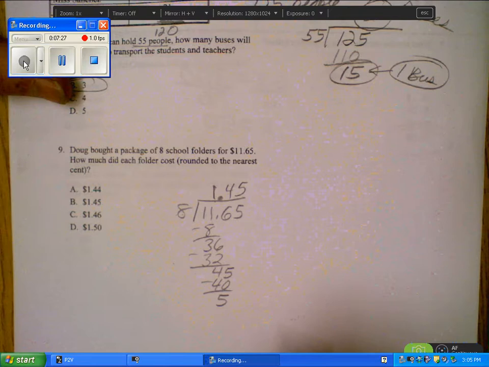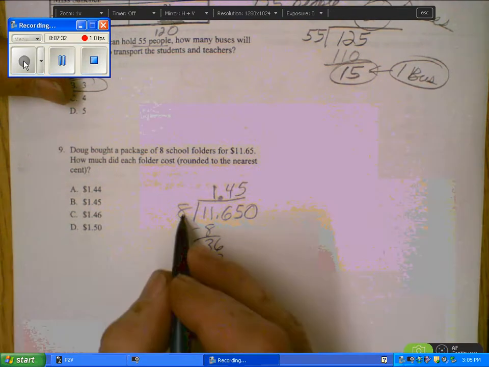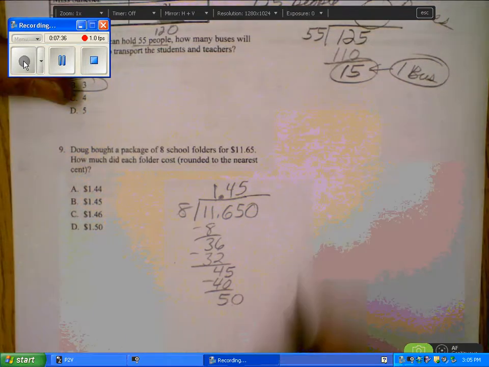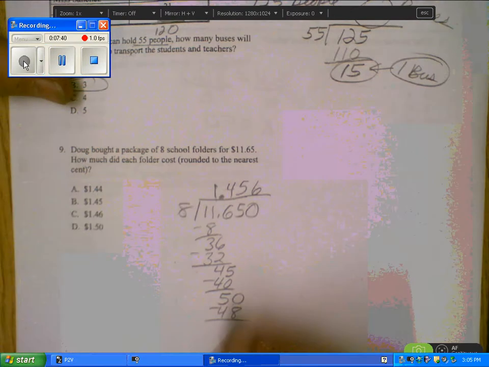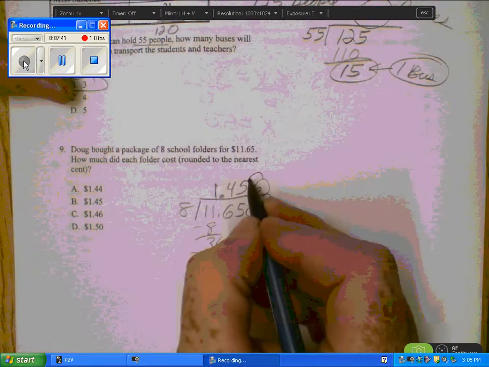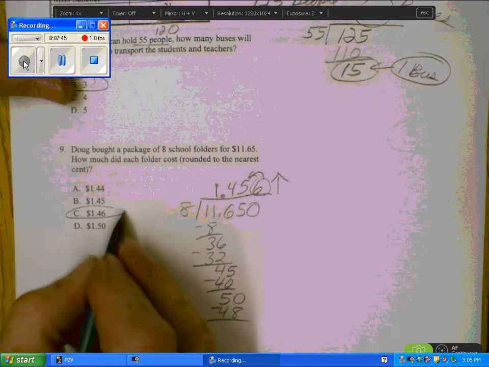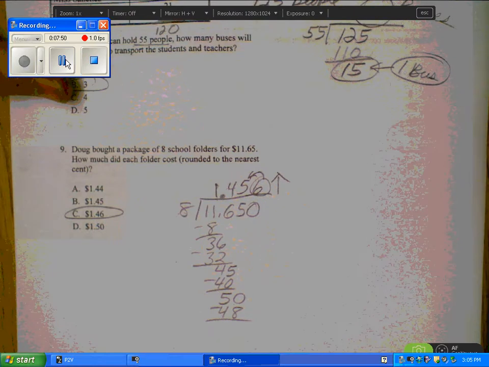Now don't just stop there. Add another 0 and bring it down, because we want to round it to the nearest cent, so we need to know what that next number is. 8 will go into 50 6 times. 6 times 8 is 48. We don't have to go any farther than that. That 6 tells us to round that 5 up. So it's going to be $1.46 is what he averaged paying for each folder.